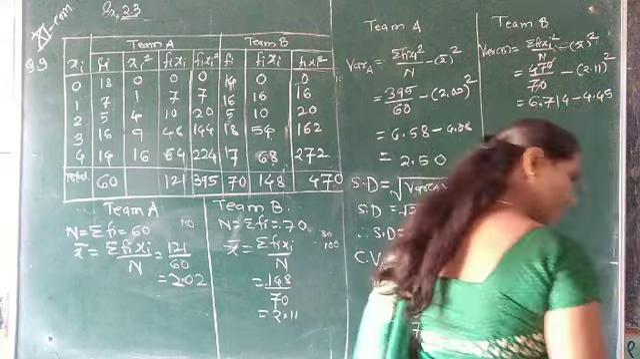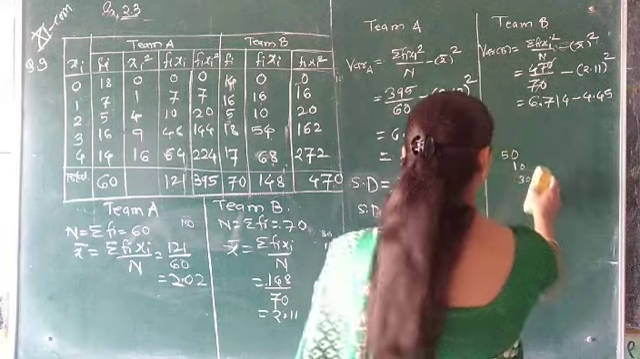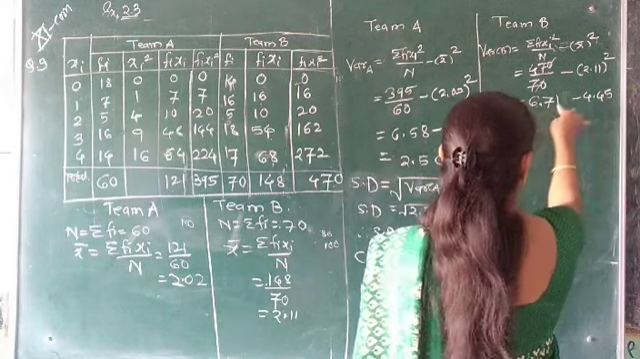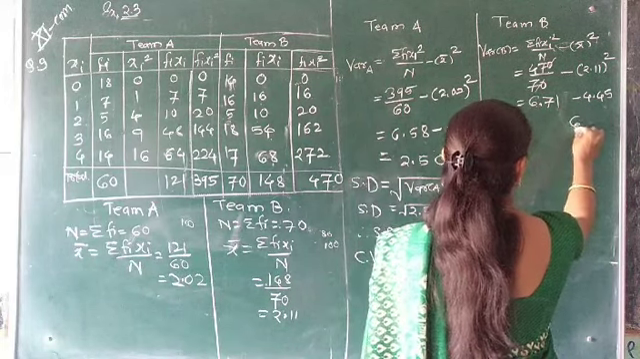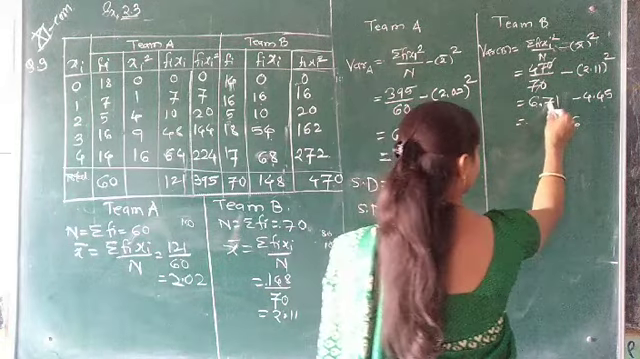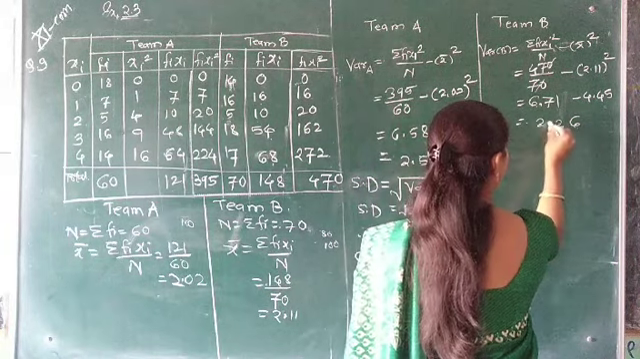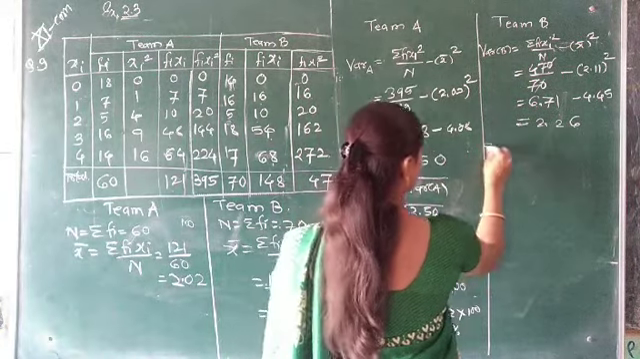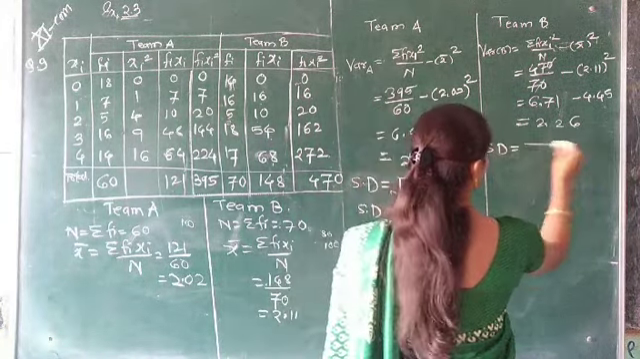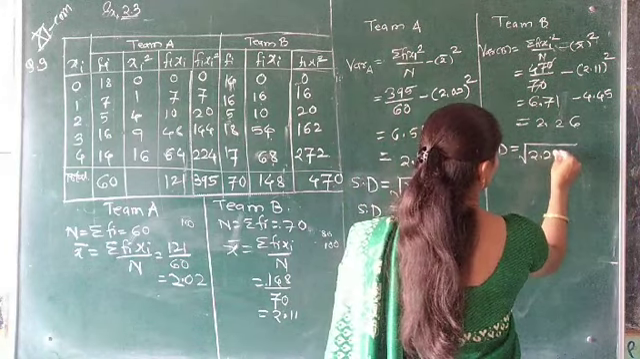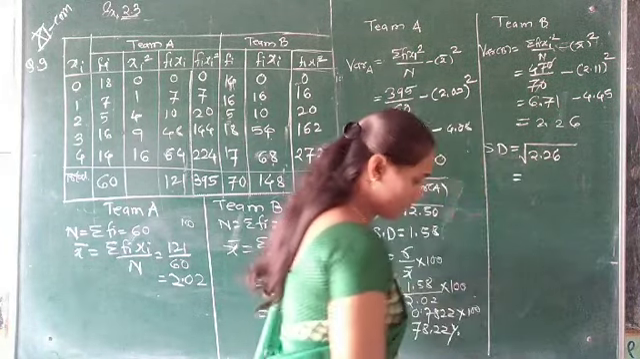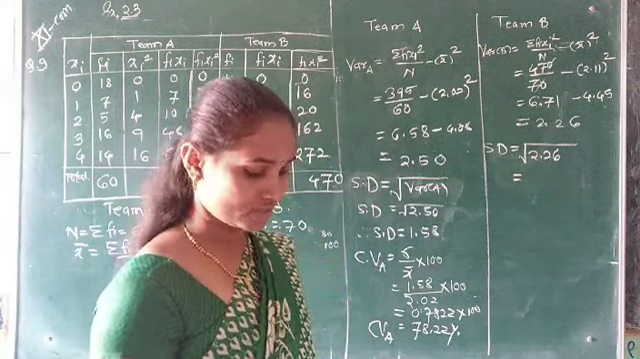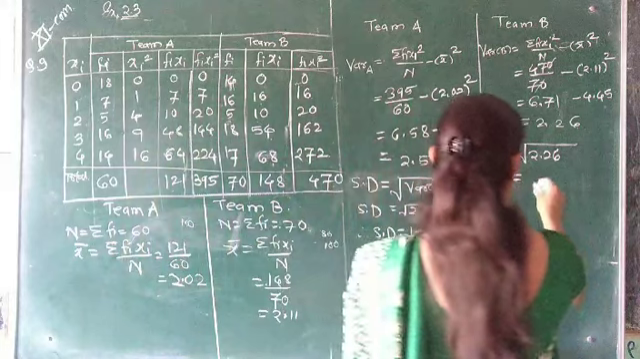4.45. Here we take only two decimals, that is 76.71. Then 11 minus 5, 6. Here 6 minus 4, which is 2, and 2.26. That is variance of team B. Then standard deviation, that is root of 2.26, which is 1.50.